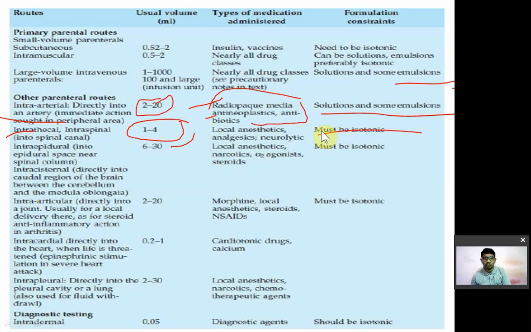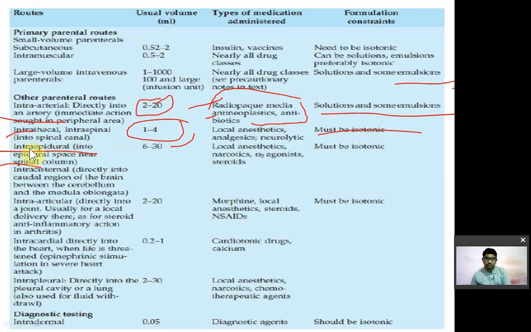Okay. Now again, intrathecal and intraperitoneal, there is only a little bit of difference. In this case the injection is injected into the outer covering, the outer layer, into the epidural space near the spinal cord. It is not injected into the spinal cord, it is injected near the epidural space. Epidural is the outer space near the spinal cord.